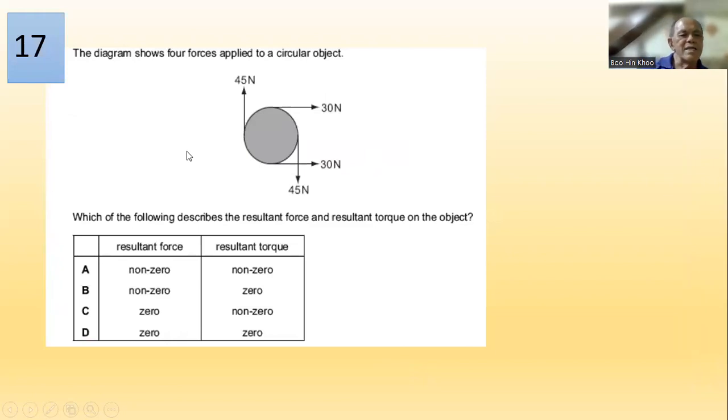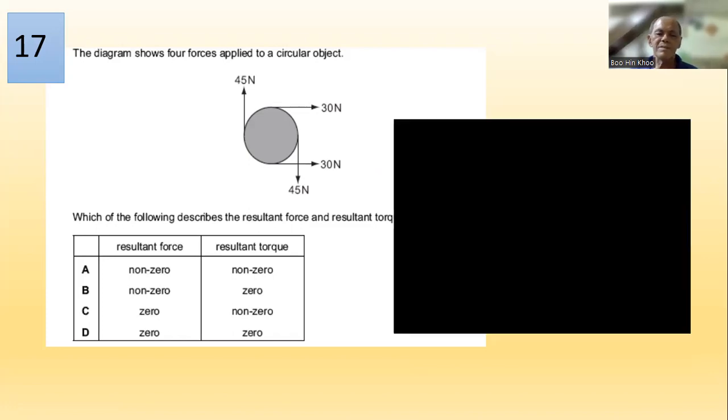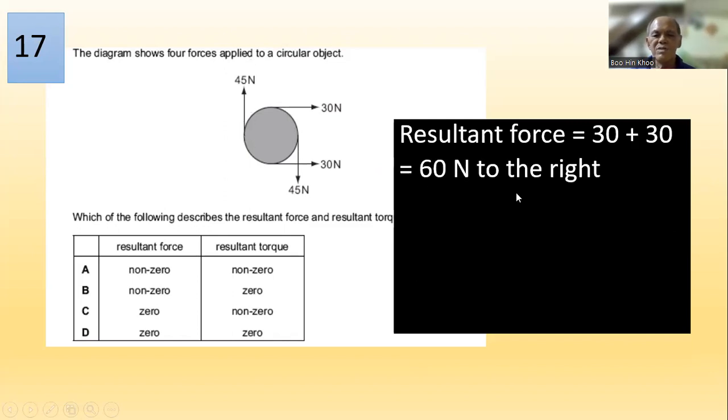Okay, what's your answer? Diagram shows four forces applied to a circular object. Which of the following describes the resultant force and the resultant torque on the object? Right? Resultant force is 30 plus 30 to the right. Vertical none. That is going up, that is going down, so resultant force is 0 vertically. So 60 to the right.